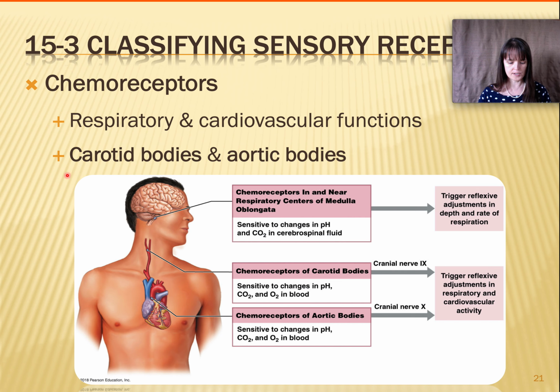And carotid bodies and aortic bodies monitor pH, carbon dioxide, and oxygen levels in the arterial blood. Of those, the carbon dioxide is most important in deciding when you need to breathe.